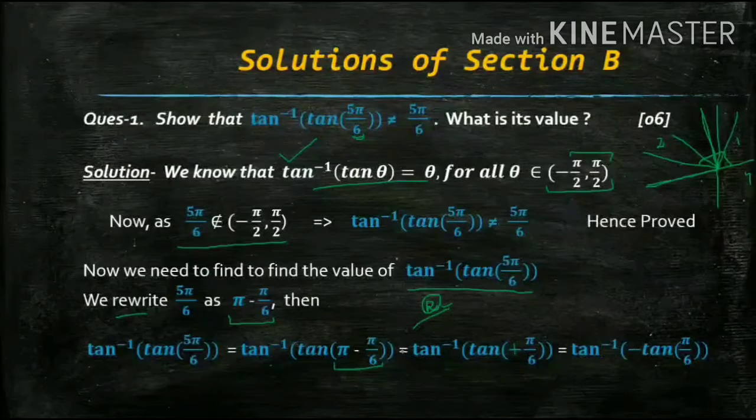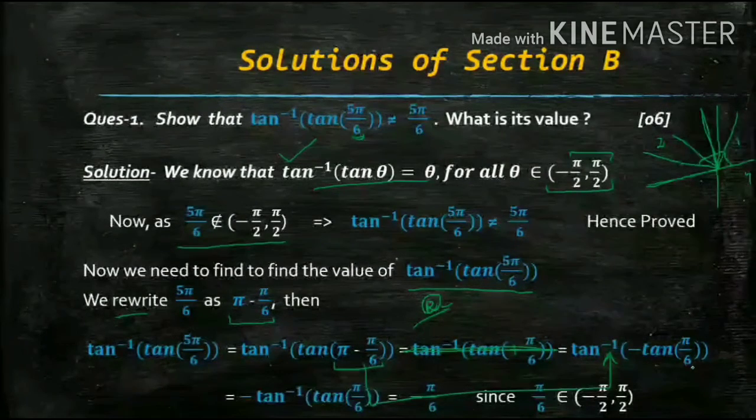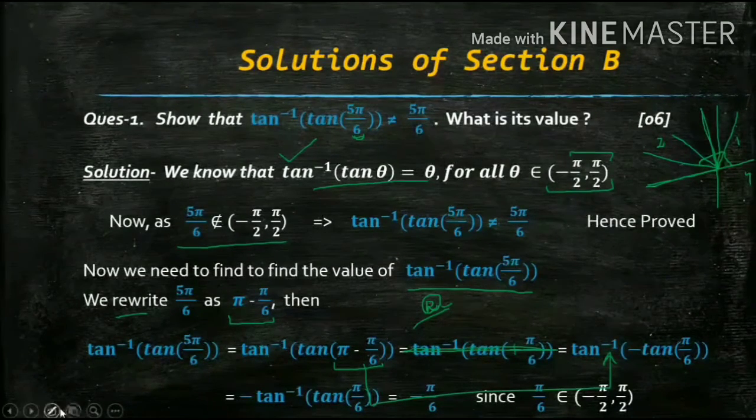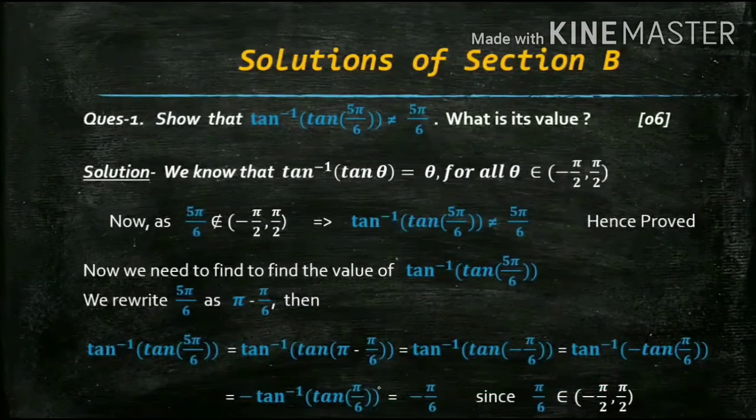It would be okay. This step is actually wrong. You need not write this step. Directly you come from this to this. So tan inverse, now tan of pi minus theta is minus tan theta, right? Now what will happen? You have to again use another property. So tan inverse of minus x is nothing but minus tan inverse x.